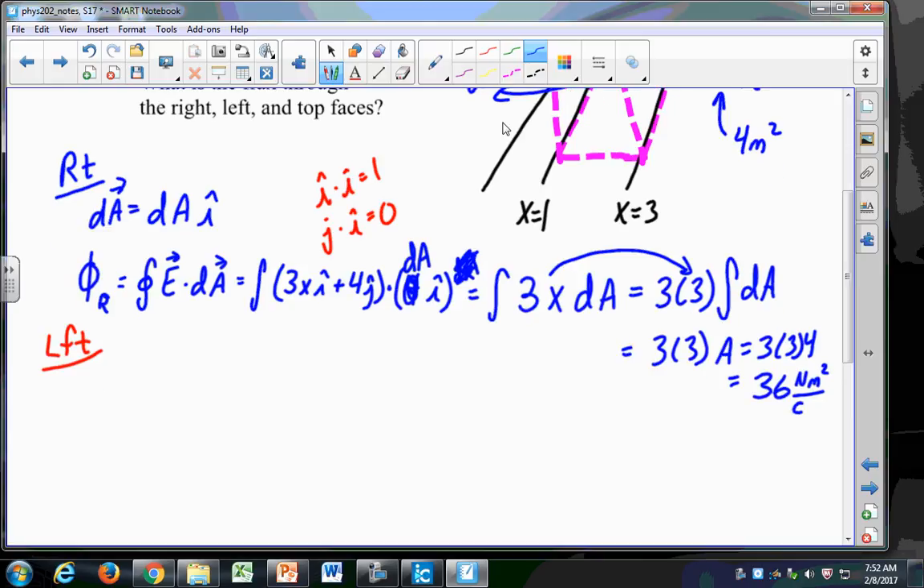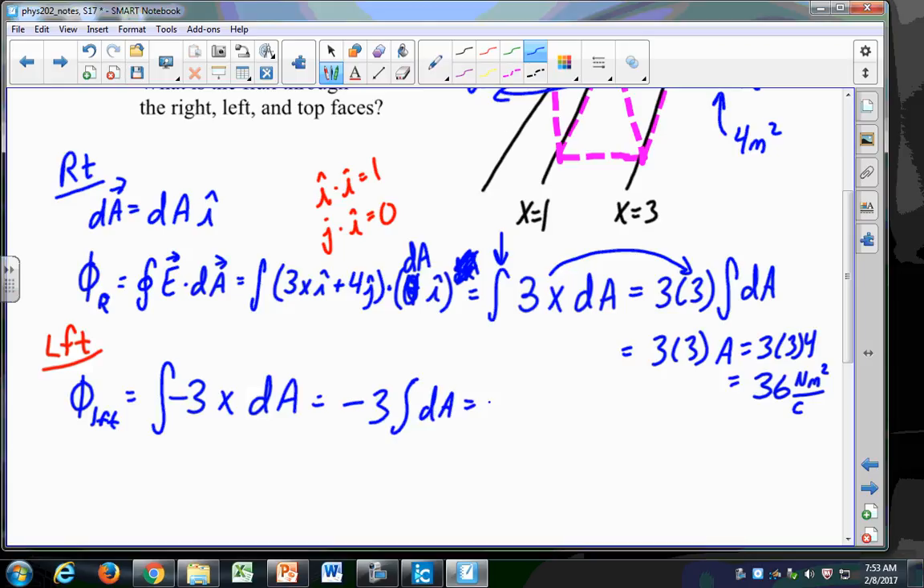So our flux on the left side will be very similar. I'm going to skip ahead. It's going to be the integral of 3x, negative 3x dA. I skipped up to this point, where I included my negative here for dA i. Letting x equal 1, this is going to be negative 3 times the integral of dA. The area of that face is still 4 meters squared, and so it's going to be negative 12 newton meters squared per coulomb.